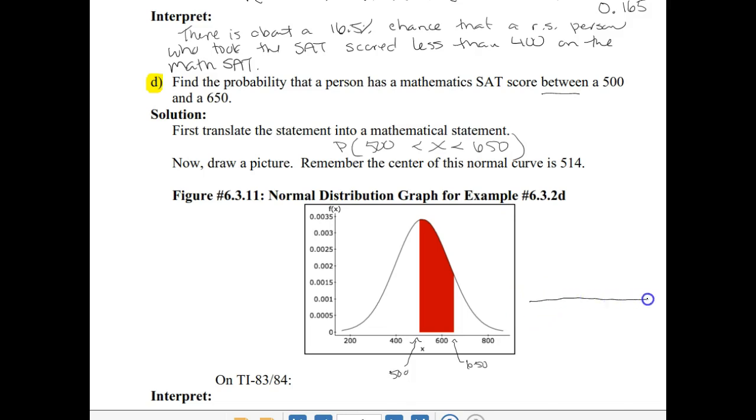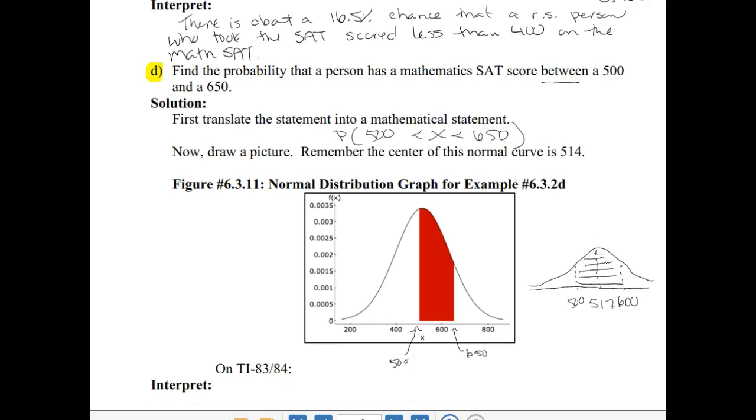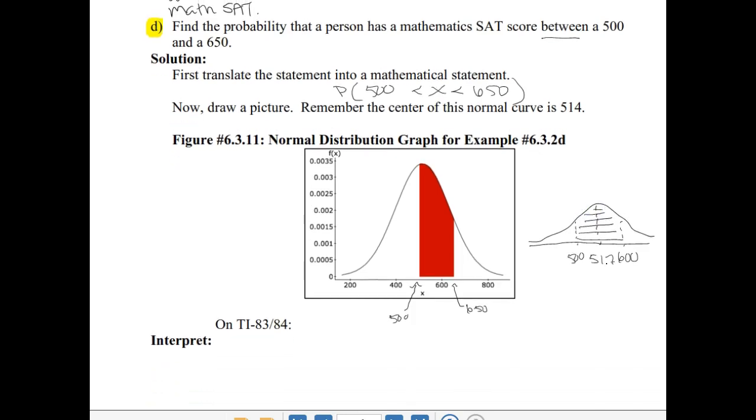Again, on homework, if you were asked to make a sketch, our mean on this one is at 517. And so again, you would just put a representative 500 to the left of that and a representative 600 to the right of that and shade in between. So again, we have a normal distribution. We've been asked to compute a probability, so we can use normal CDF for that. So to get the probability that x is between 500 and 650, we would use normal CDF.